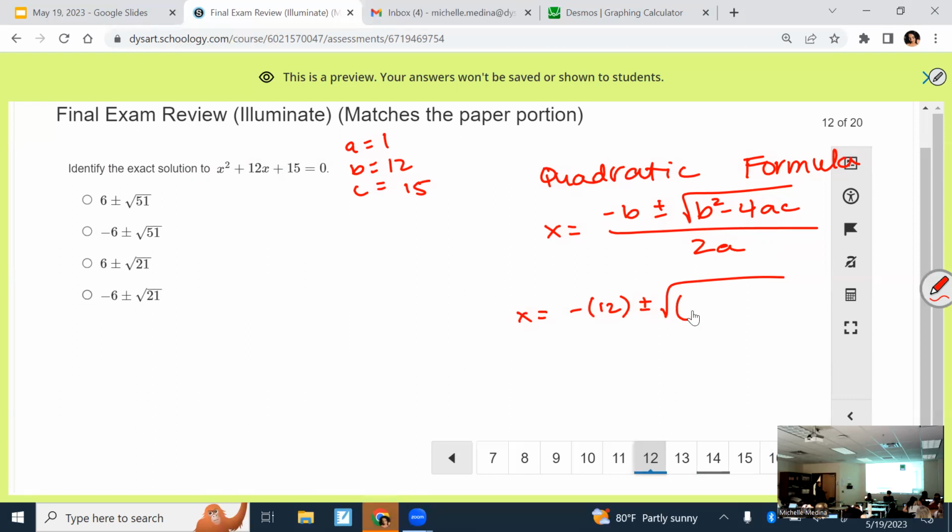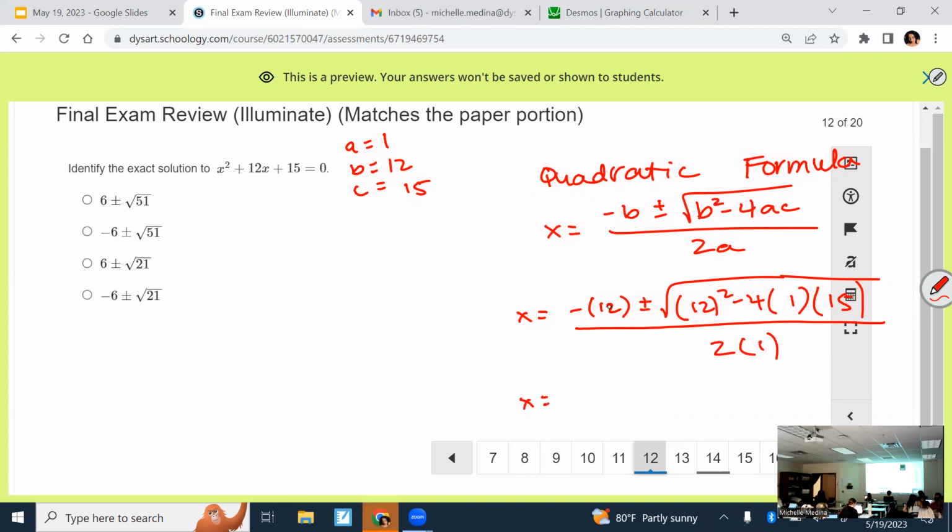What goes here where my mouse is? Okay, good. What about here? And what about here? And then all of this is over 2 times what? Okay. So I would not skip that step. Just plug it in, use your parentheses. Then you can start simplifying.